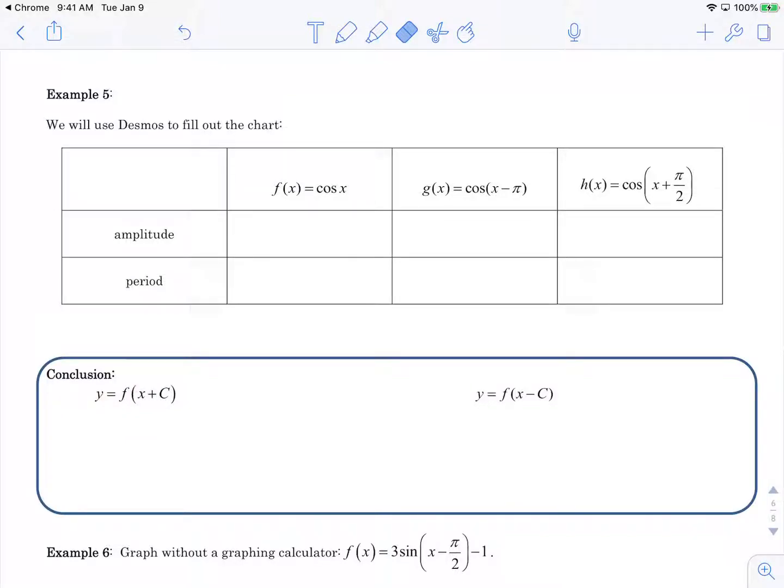Hi students, this is your video for example 5 and 6 of your 5.4 notes. And we're going to discuss another transformation.